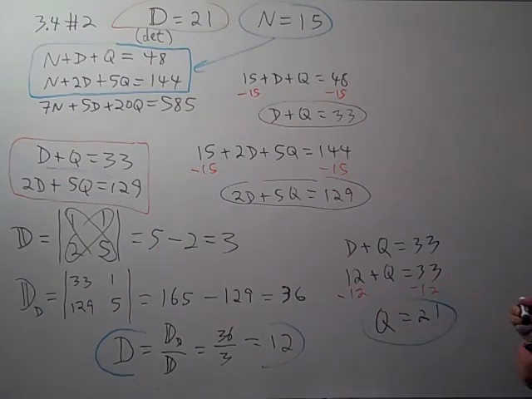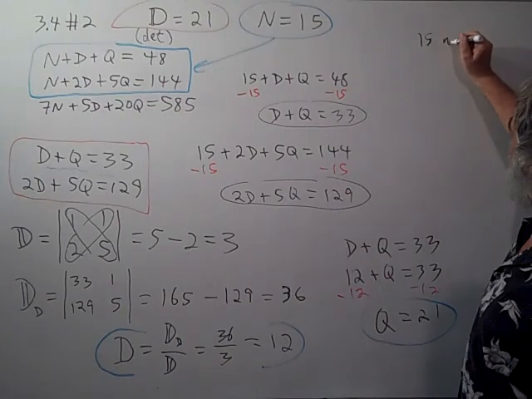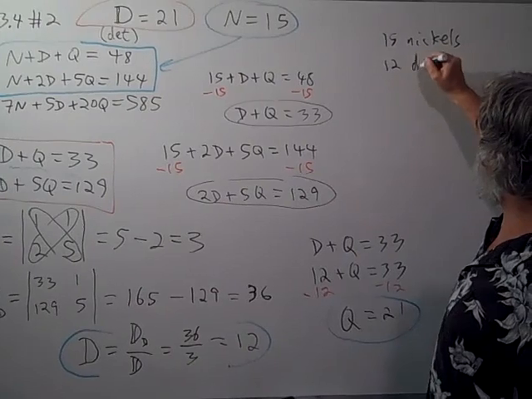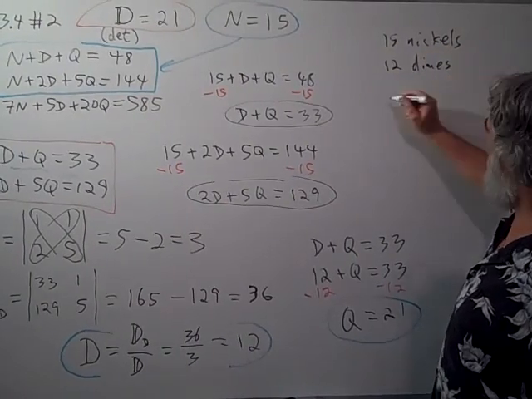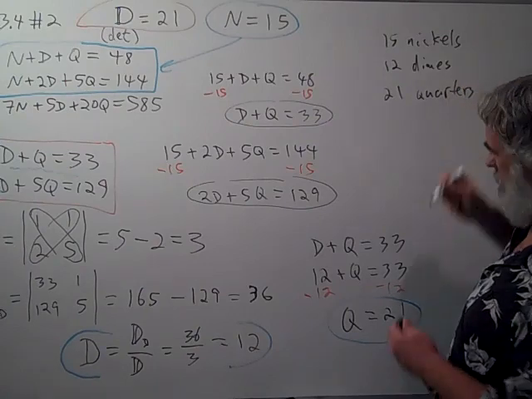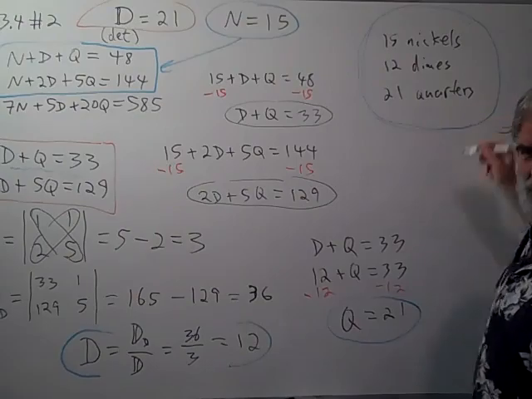To summarize, we found that there are 15 nickels, 12 dimes, and 21 quarters. That's how many of each coin there are for this problem.